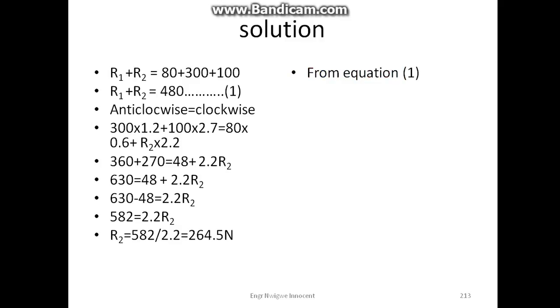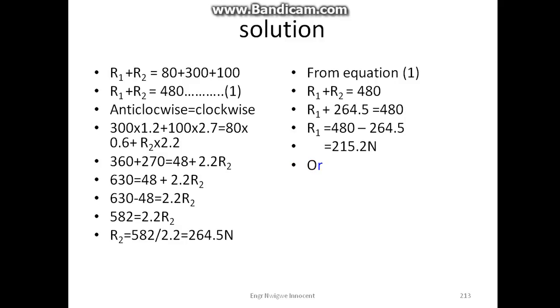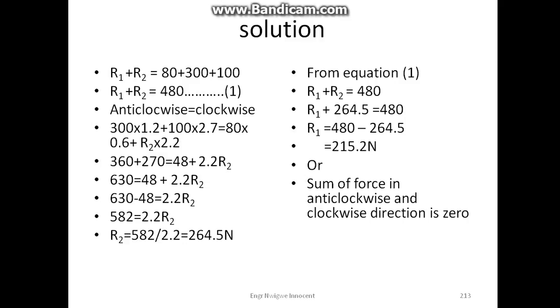From equation 1, we have that R1 plus R2 is equal to 480. Substituting the value of R2, we have R1 plus 264.5 is equal to 480. Making R1 the subject of the formula, 264.5 crossing over will become minus. Subtracting the values, we have 215.5 Newton. The sum of forces in the anticlockwise and clockwise directions is equal to 0.